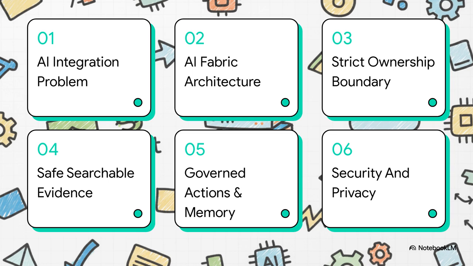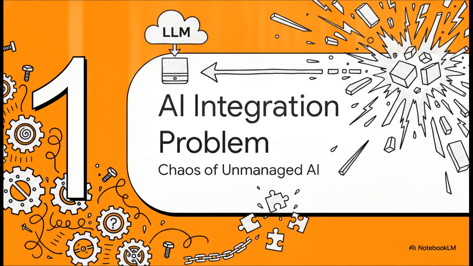We'll start with the AI integration problem, then introduce the AI Fabric architecture, and define the strict ownership boundary. After that, we'll cover retrieving safe searchable evidence, governed actions, and memory, and wrap up with enforcing security and privacy. Let's get into it.